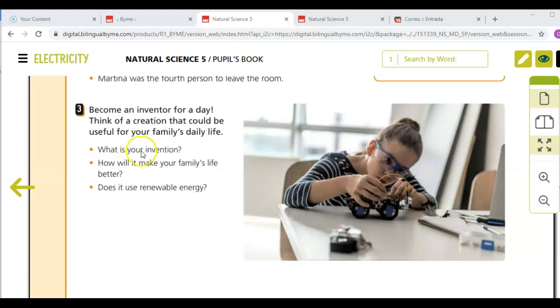For question number 3, become an inventor for a day. Think of a creation that could be useful for your family's daily life. Now that you are at home all the time, you can create an invention that can be useful. What is your invention? How will it make your family's life better? Does it use renewable energy? For this activity, you can either draw a picture or make it, which will be even more interesting. You have to send it to me by email, taking a picture, okay? Either the drawing that you draw on a piece of paper, or the picture that you take of the real invention if you make it.